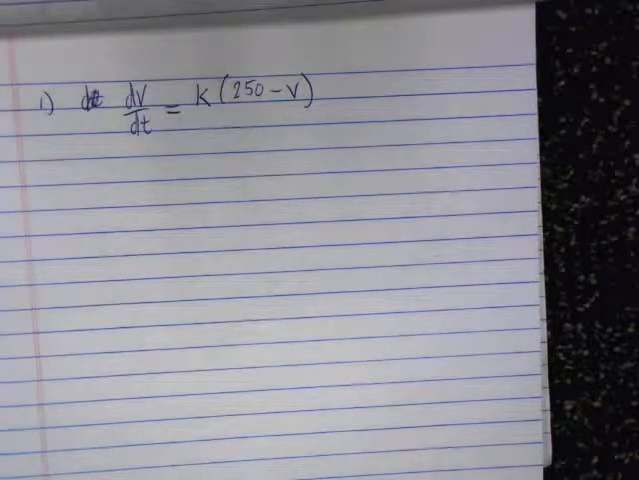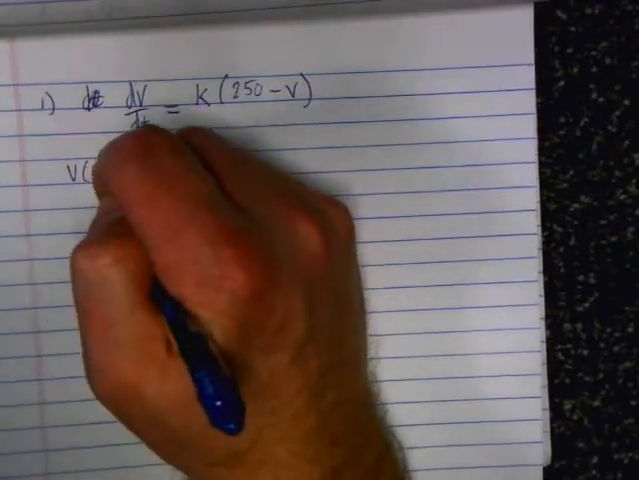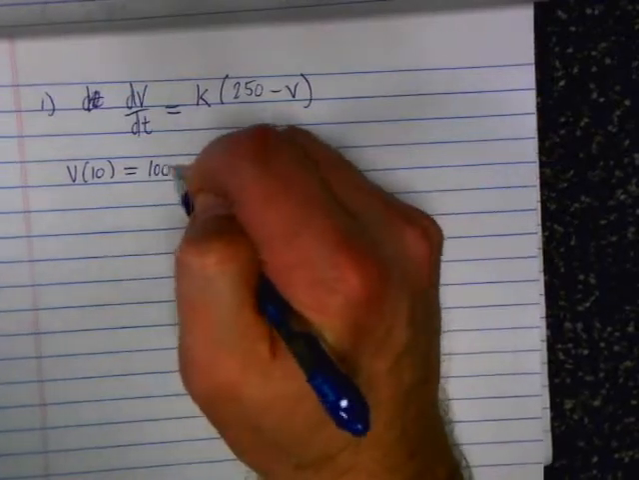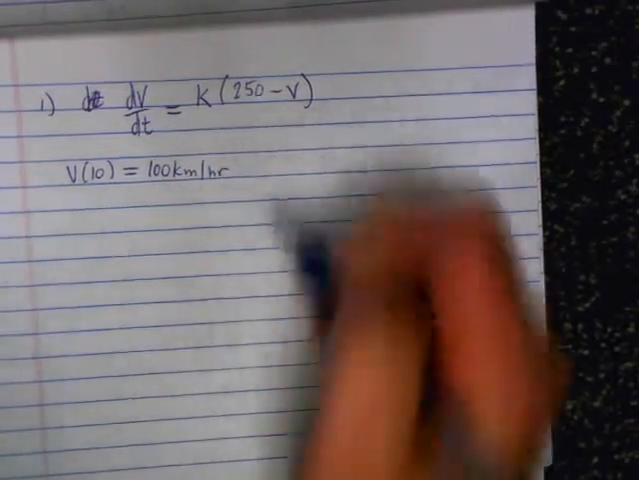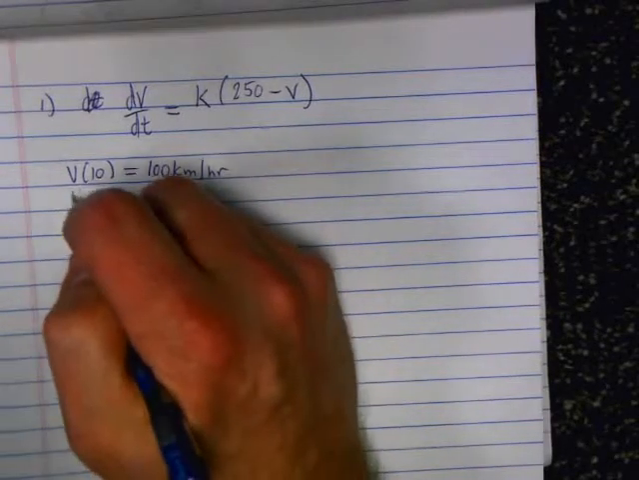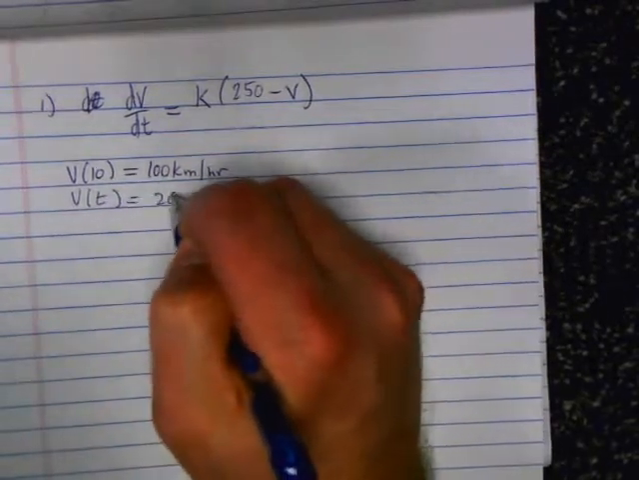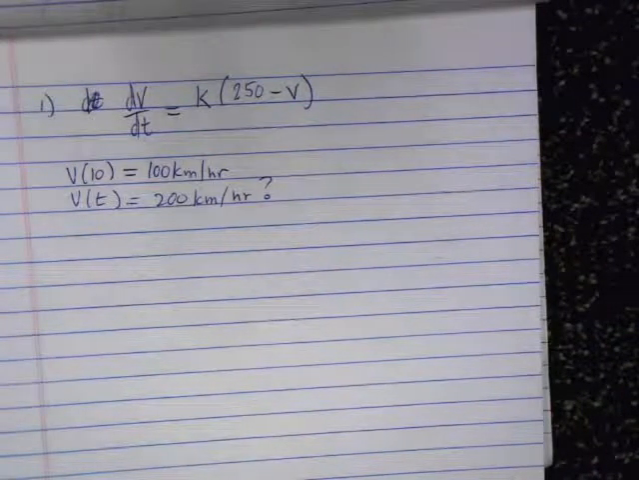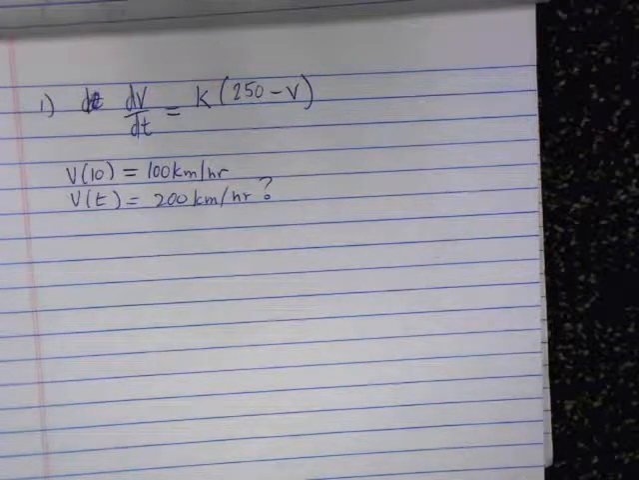All right, and then some more information. It says if this machine can accelerate from rest to 100 kilometers per hour in 10 seconds. So what's that tell you? So at time 10, velocity is 100 kilometers per hour. And then it wants to know how long will it take to start from rest and get up to 200 kilometers per hour?